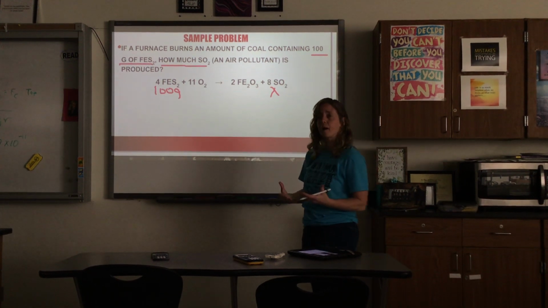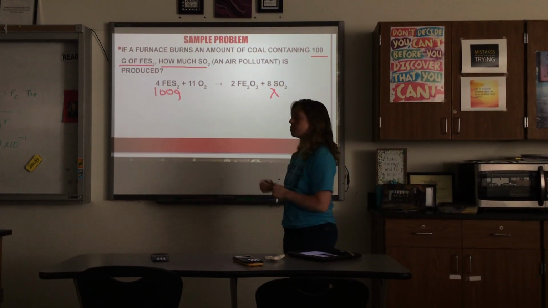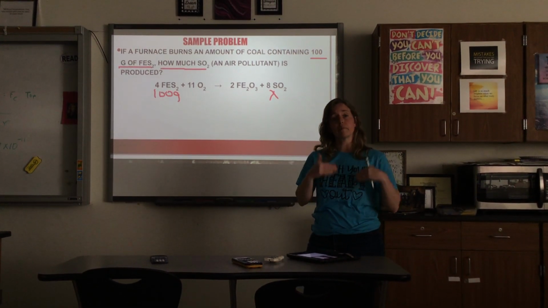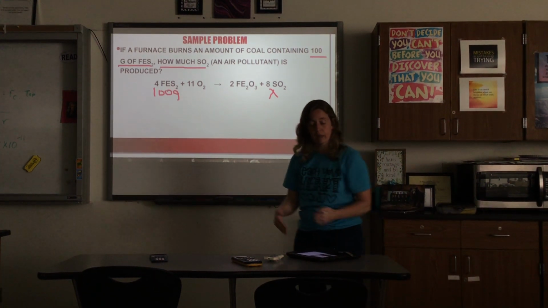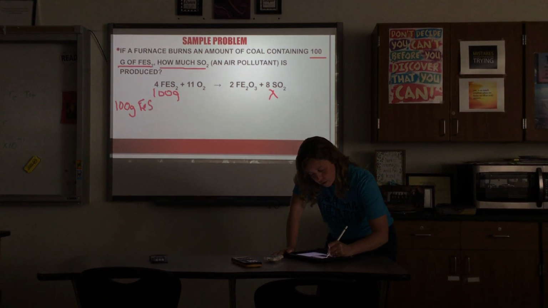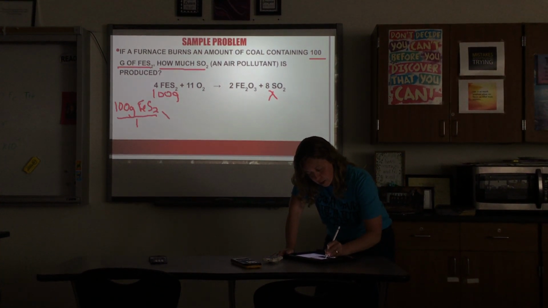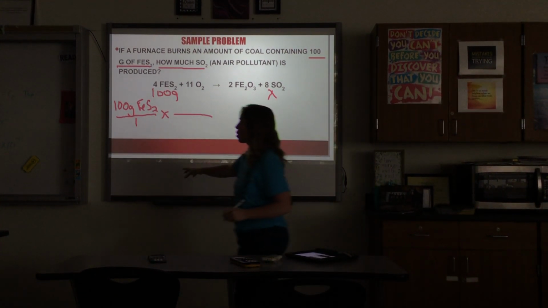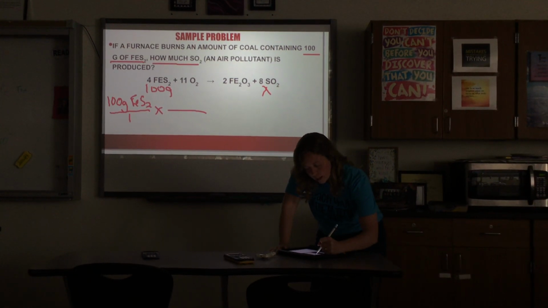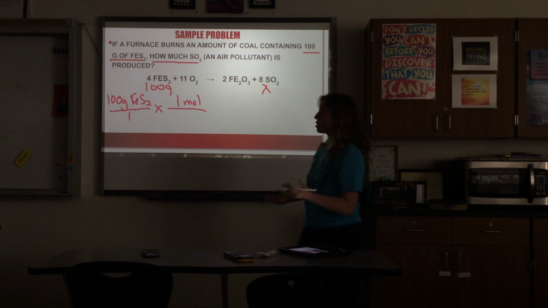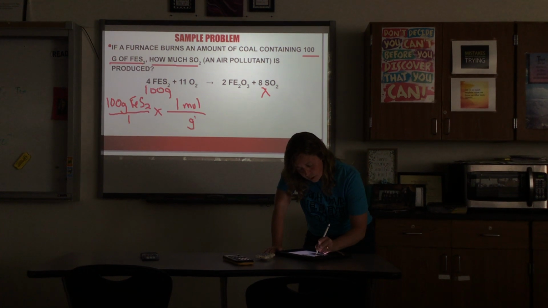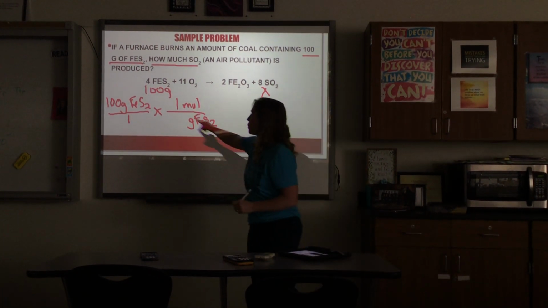Now, when you set up a problem, start out with number 1: make sure your equation's balanced. My equation is balanced. Step 2, I'm going to convert grams of my known into moles of my known. So you start by writing 100 grams of FeS2 over 1. Every time you start a mass problem, you always start with whatever you were given, the number of grams given. The next step is you're always going to have 1 mole on the top because we're using the molar mass, and the grams down here are going to be for the substance that we started with.